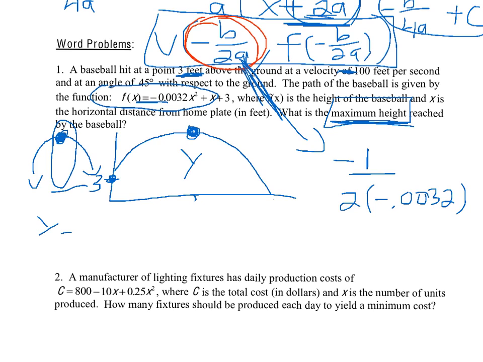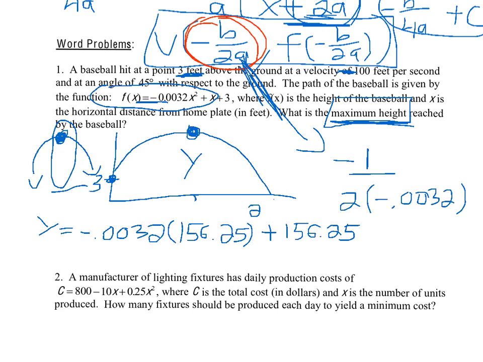So I'll say y equals negative 0.0032 times 156.25, and then square that, and then plus 156.25, and then plus 3. You can throw that right in your calculator, rely on your calculator. This is why we don't use completing the square, because it gets way too ugly with these decimals. There's no way I expect you to do that just by hand.